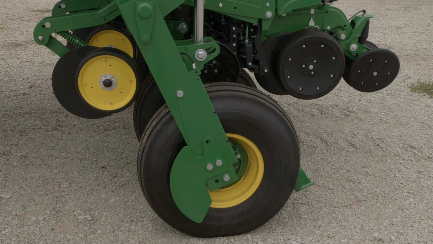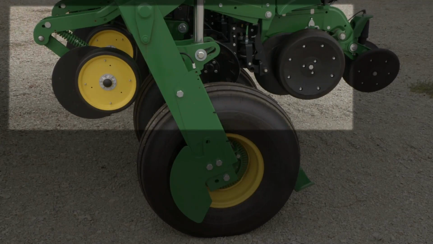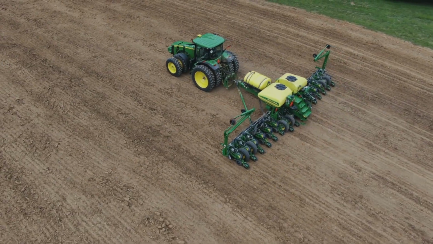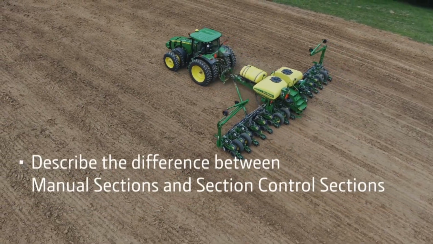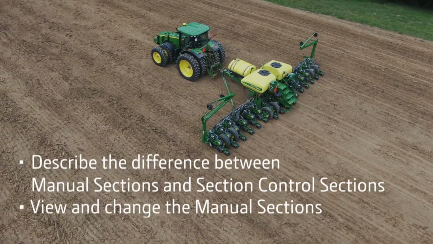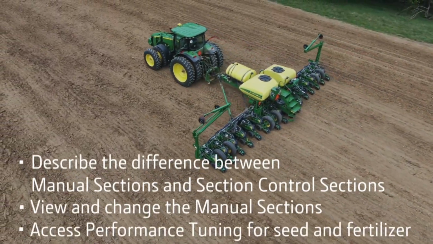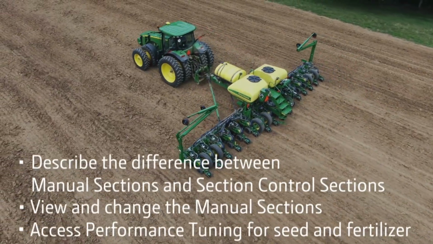When applying fertilizer in the furrow, operators will want to use the same work point for the seed and fertilizer. When applying fertilizer through frame-mounted openers, operators will probably want to use a shorter work point for the fertilizer than the seed. Now you should be able to describe the difference between manual sections and section control sections, show how to view and change the manual sections, and show how to access performance tuning for seed and fertilizer operations.